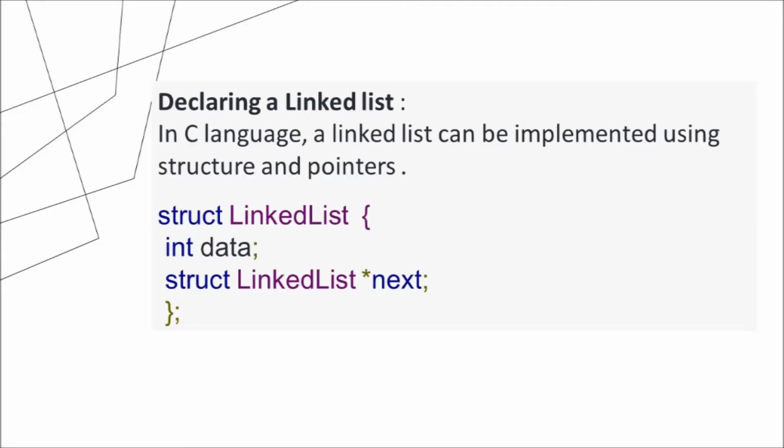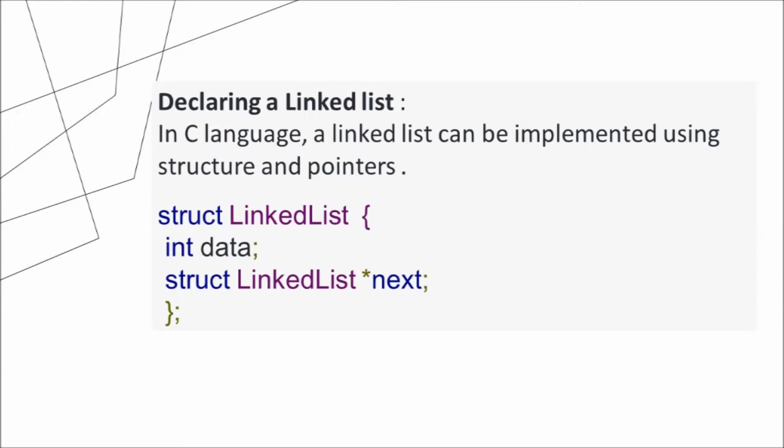So let's see how each node of the linked list is represented in C program. And we use self-referential structures. In C language, a linked list can be implemented using structures and pointers. To create a node, we use a self-referential structure. A self-referential structure is a structure which contains a pointer to a structure of the same type, like a function calling itself.